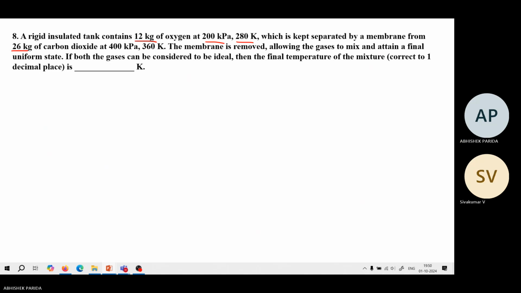Then from the mass you have to calculate the volume. So 12 kg of oxygen at 200 kilopascal, 280 Kelvin, which is kept separate by a membrane from the 26 kg of carbon dioxide at 400 kilopascal, 360 Kelvin. The membrane is now removed, allowing the gases to mix and attain a final uniform state. Final uniform state. Both the gases are considered to be ideal, another keyword. Then the final temperature of the mixture is... I think you need 5 minutes for this. Take 5 minutes and calculate this.